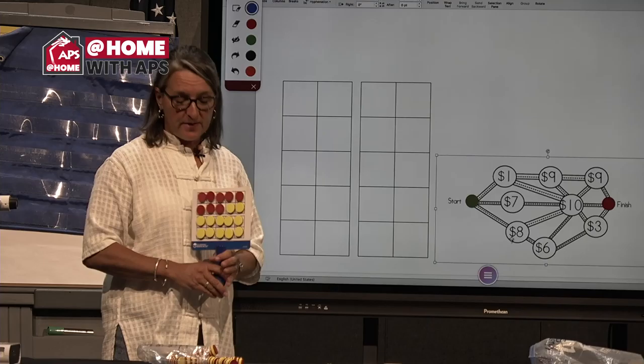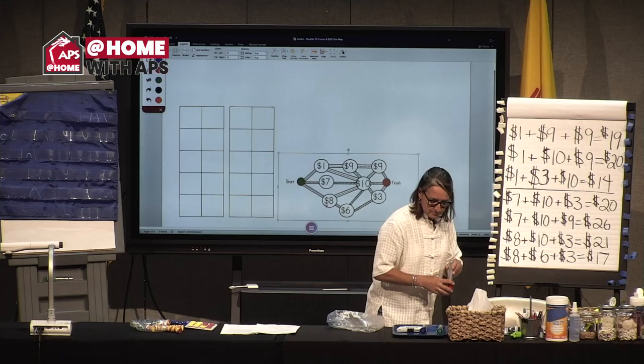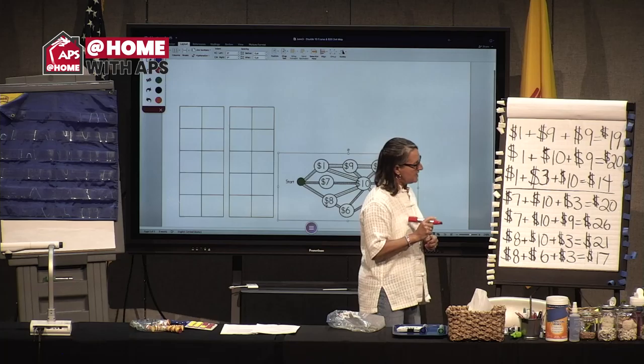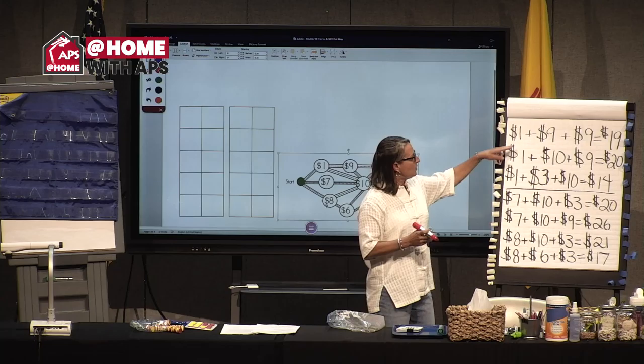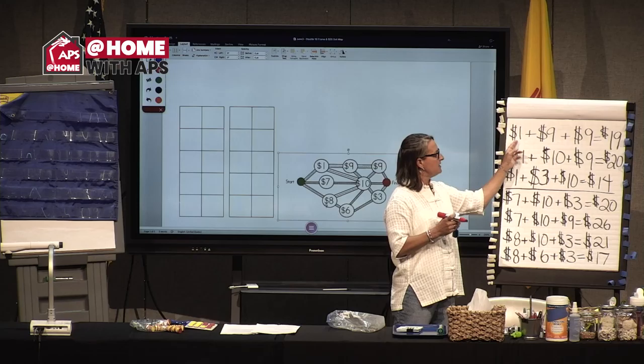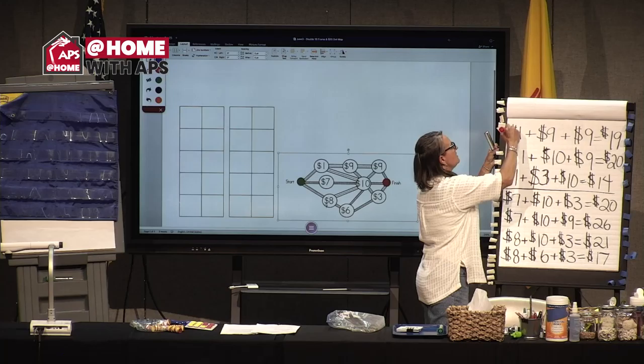So let's just look at some of the problems we did, and we're gonna mark up the ones that saved us money, so we didn't even have to use $20, and we're gonna check the ones that were exactly 20. So 1 plus 9 plus 9 gave us 19, right? 1 and 9 is 10, and 9 more, 19. That one gets a star, because we didn't even have to use our whole $20.